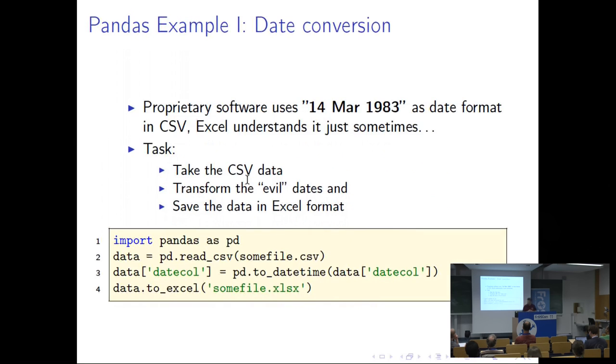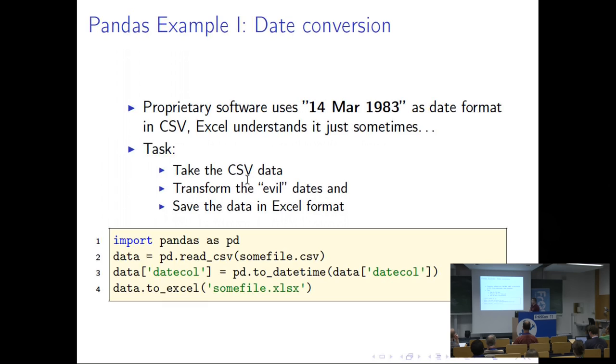Okay. So that is one pandas example where I really like pandas and Python. We have a proprietary software that uses a weird date format, like 14 Mar 1983. It gives me a CSV file, and I want to open that. And if you open that in Excel, Excel understands it sometimes, not all the time, because something like June or July does not get interpreted. December is not working as well. It doesn't work, because if you have hundreds or thousands of lines, you cannot do that manually.